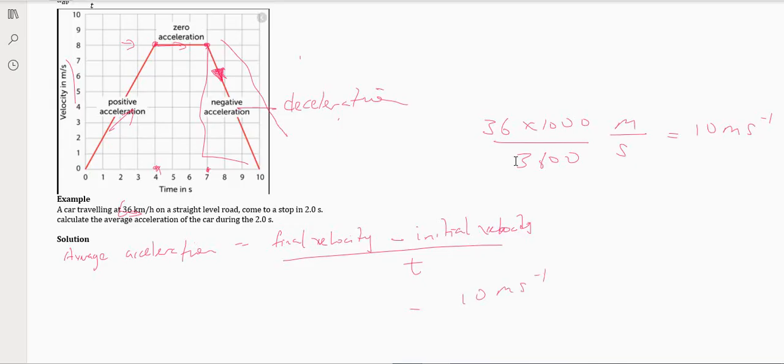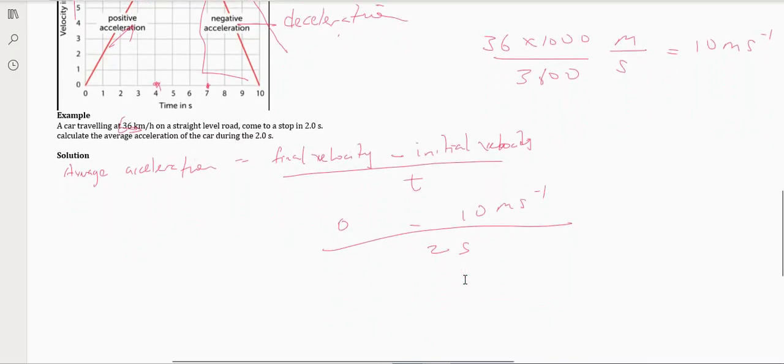Whereas if we look at the question, it says that it comes to a stop in 2 seconds. This is telling us that the final velocity of the car is 0 because it came to a stop. Now that time taken is 2 seconds. Having found out all of this information, we can now finish up our problem by saying the average acceleration is equal to negative 10.